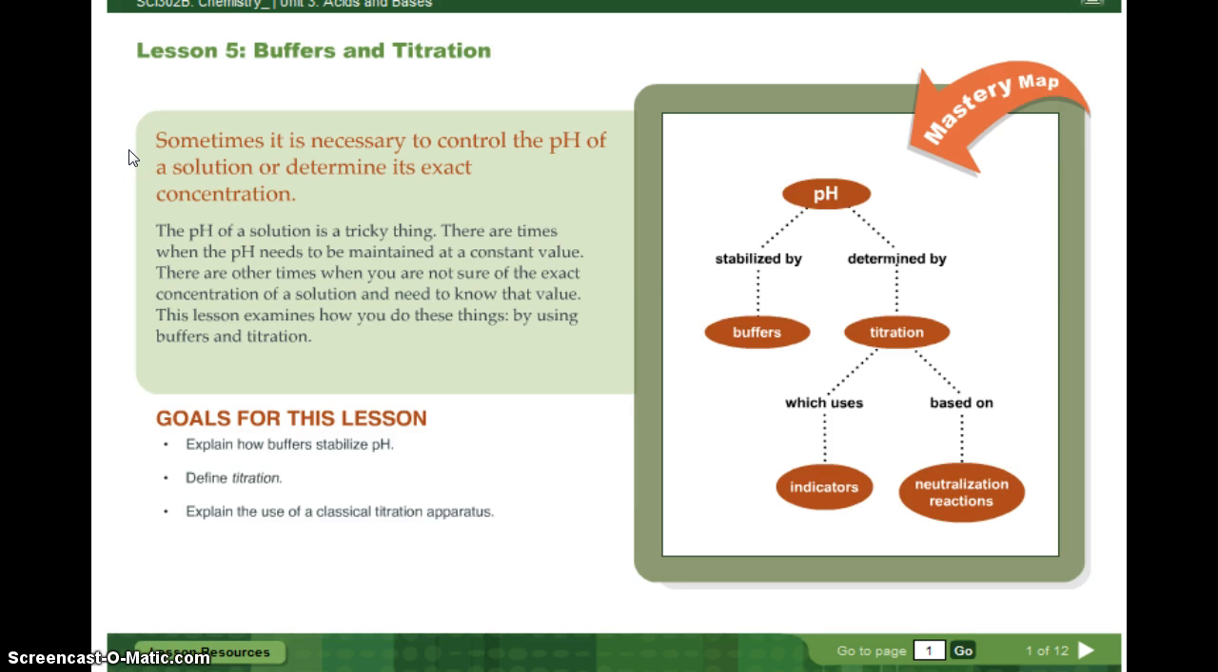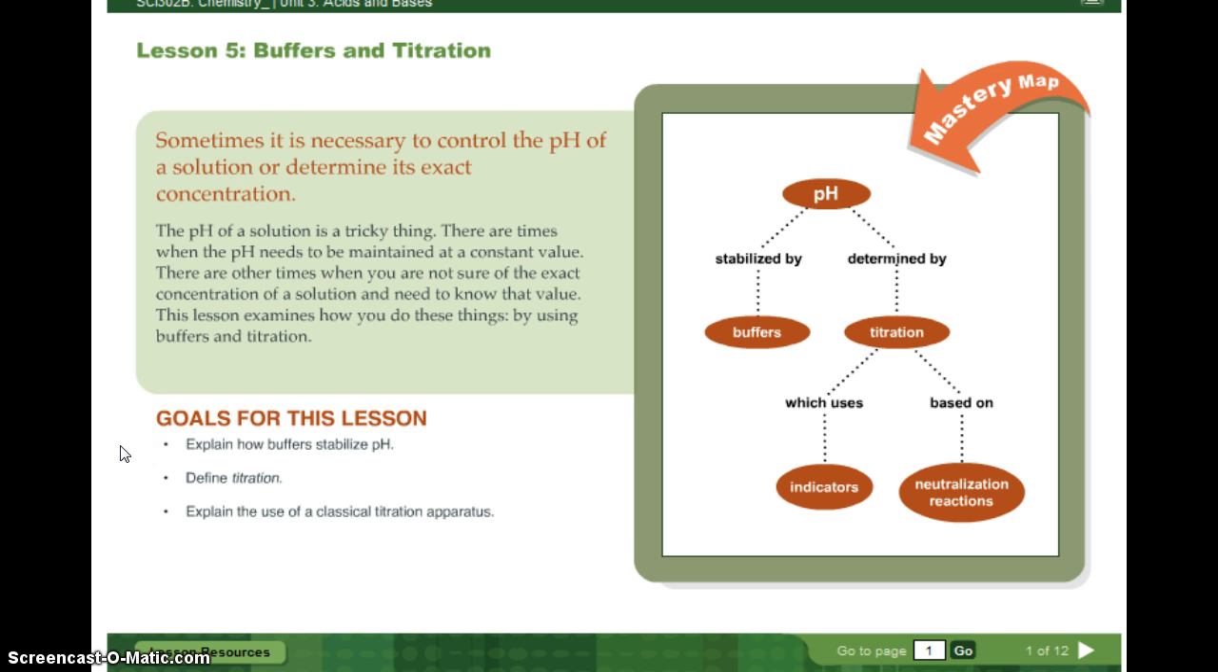Sometimes it is necessary to control the pH of a solution or determine its exact concentration. The pH of a solution is a tricky thing. There are times when the pH needs to be maintained at a constant value. There are other times when you are not sure of the exact concentration of a solution and need to know that value. This lesson examines how you do these things by using buffers and titration.